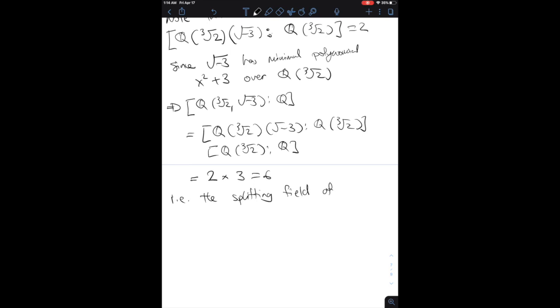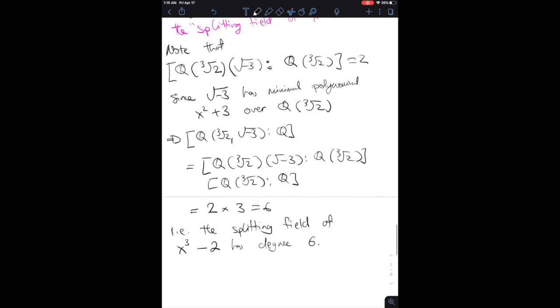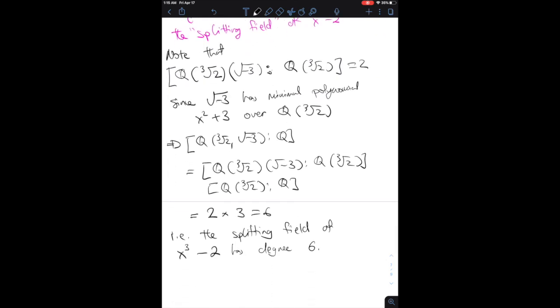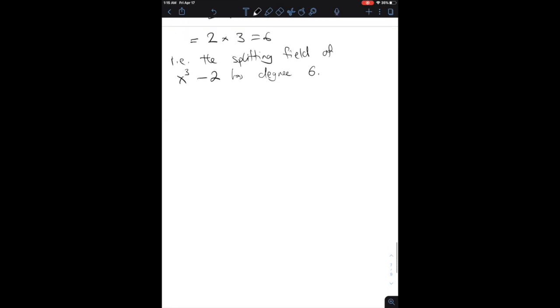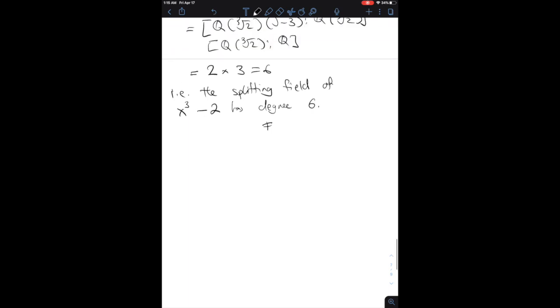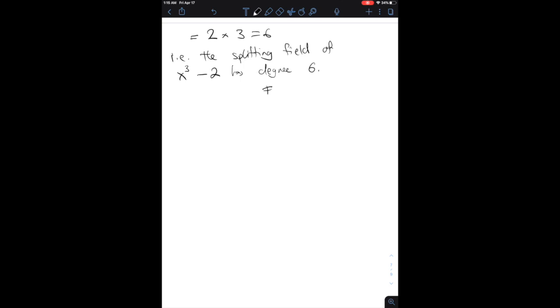So in this case, the splitting field, or the smallest field containing all the roots of x cubed minus 2, has degree 6. Okay, that's just something to keep in mind when we talk more about splitting fields.